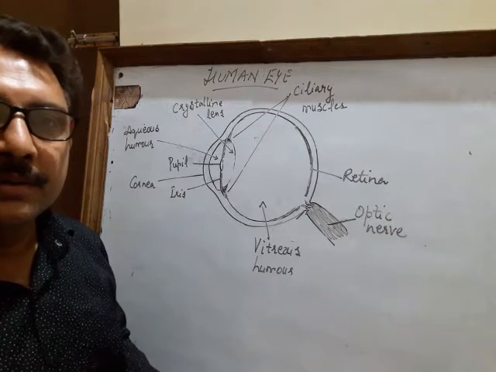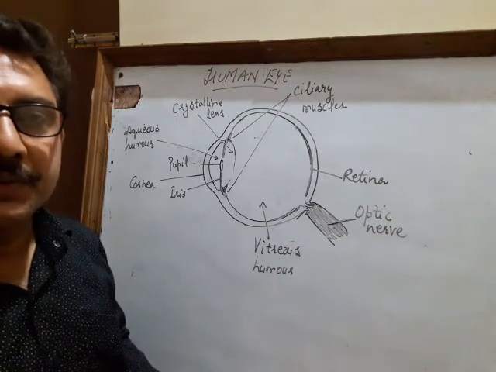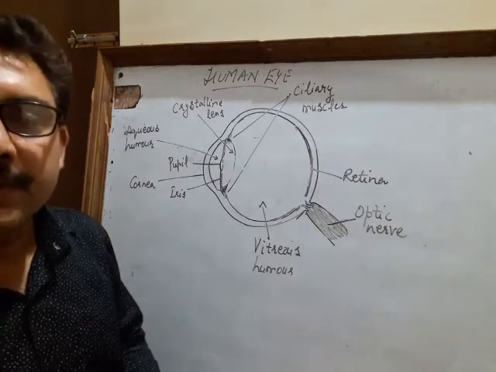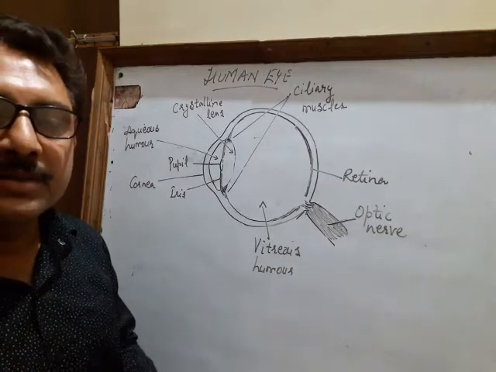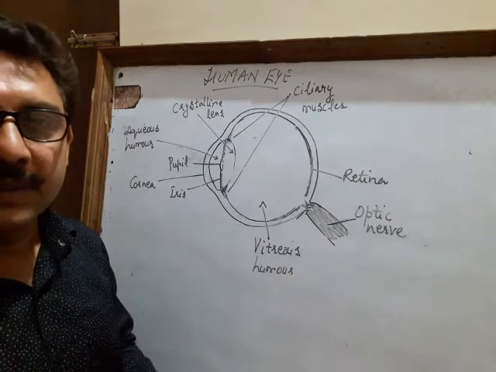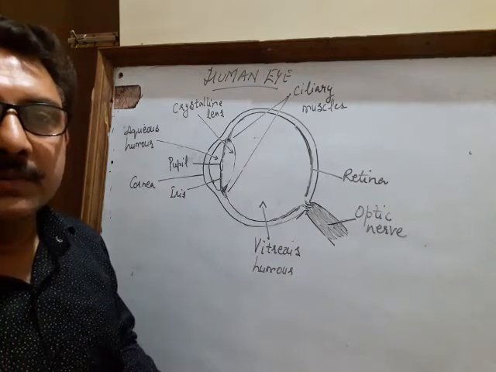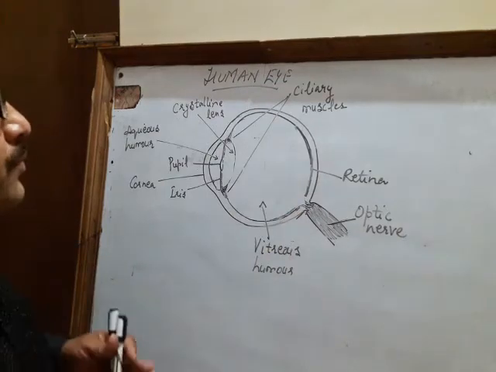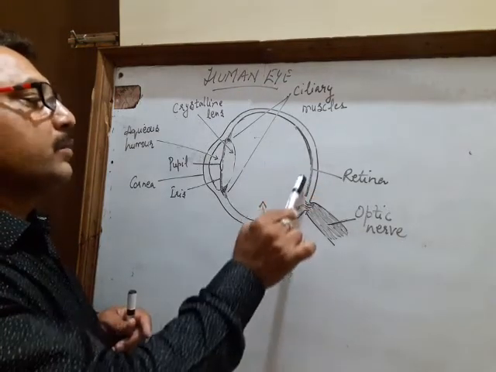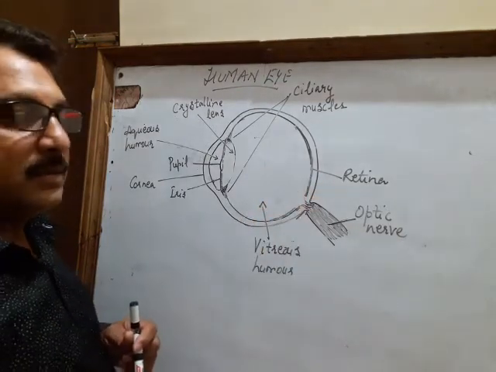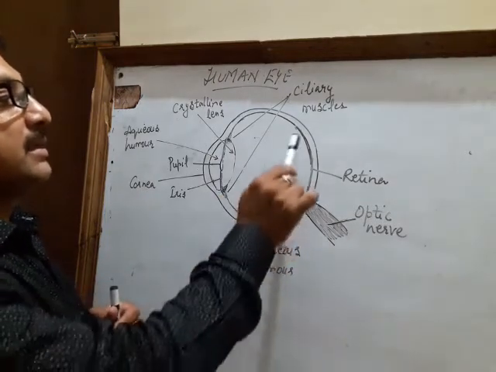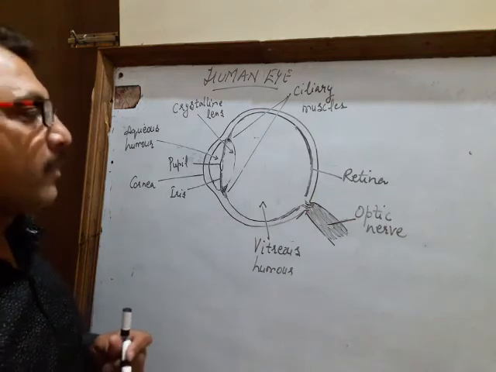Actually, the human eye consists of a lens system. It is like a camera. It consists of a lens system which forms an image on a light sensitive screen. You can see the retina at the back of the eye. The image is formed on this screen. This is just like a screen, the retina.